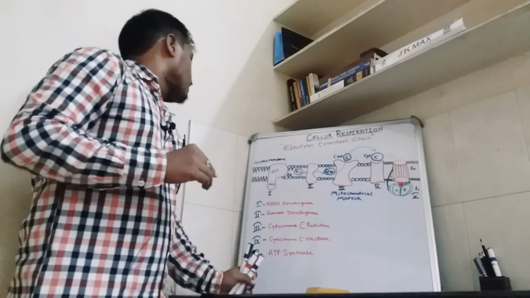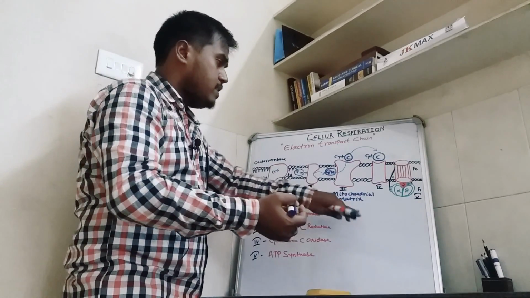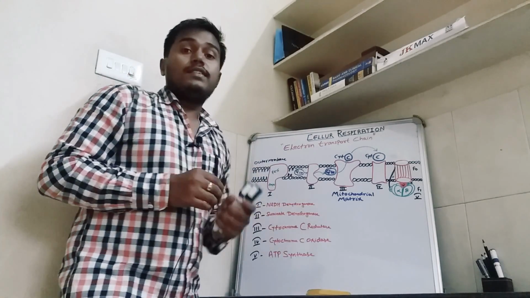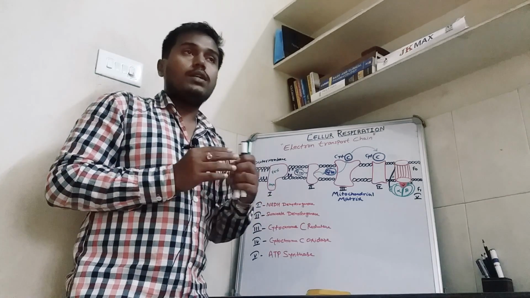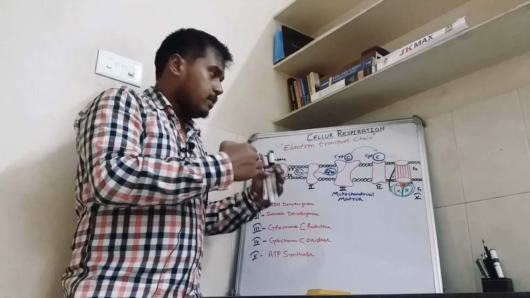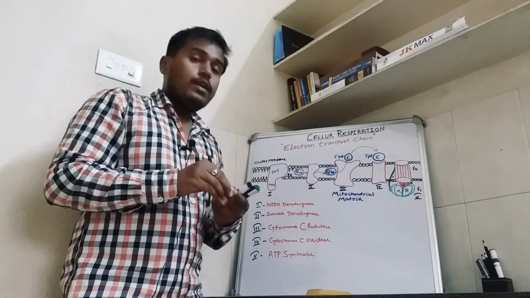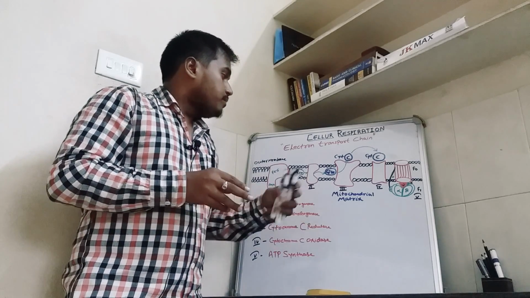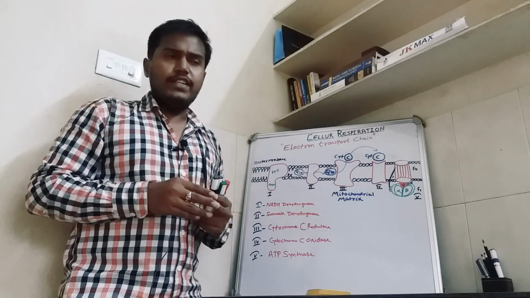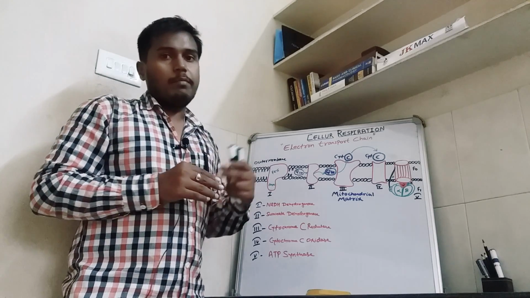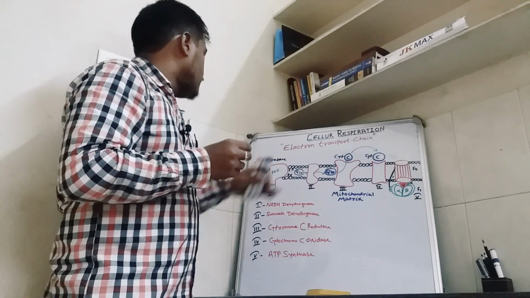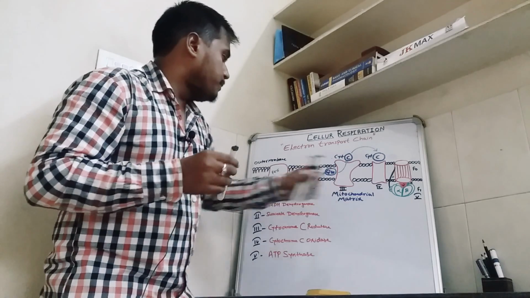So this is our matrix, that is inside the inner membrane, and this is our outer membrane. As I discussed in the previous video, glycolysis occurs in the cytoplasm of the cell, and in the mitochondrial matrix we have the pyruvate decarboxylation and Krebs cycle or citric acid cycle. So all the energy carriers like NADH or FADH which are released in the process of Krebs cycle or pyruvate decarboxylation are in the matrix.